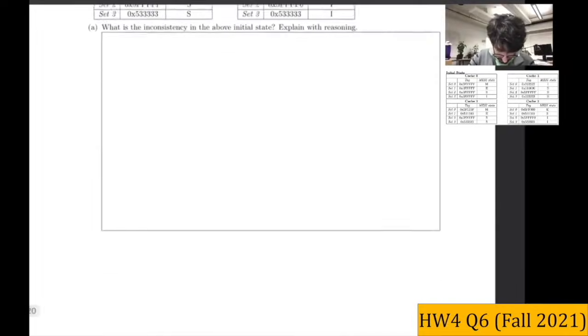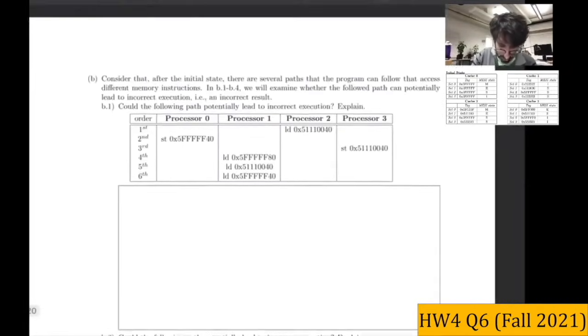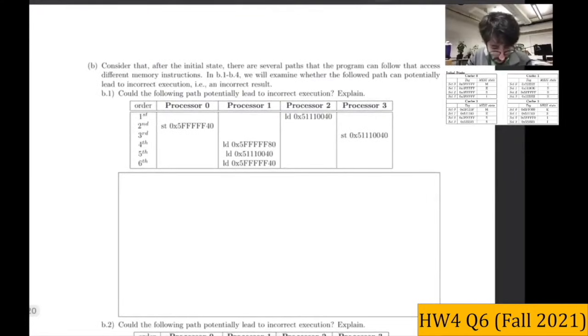Let's go to the next question. The next question says the following. Consider that after the initial state, there are several paths that the program can follow that access different memory instructions. In B1 and B2, we will examine whether the following path can potentially lead to incorrect execution or an incorrect result. So the question is, could the following path potentially lead to incorrect execution? Explain. So let's analyze this code.